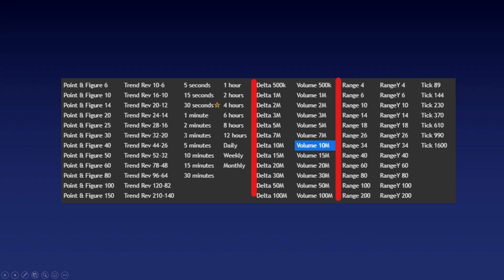And let me go over them. The good thing is that this is a little bit less complex than, for example, the trend reversal chart, but nevertheless not less useful.